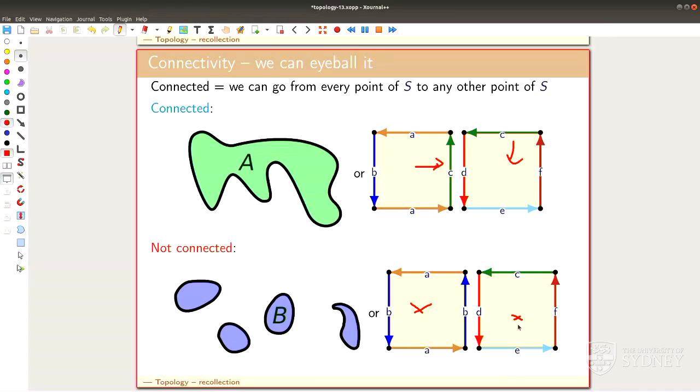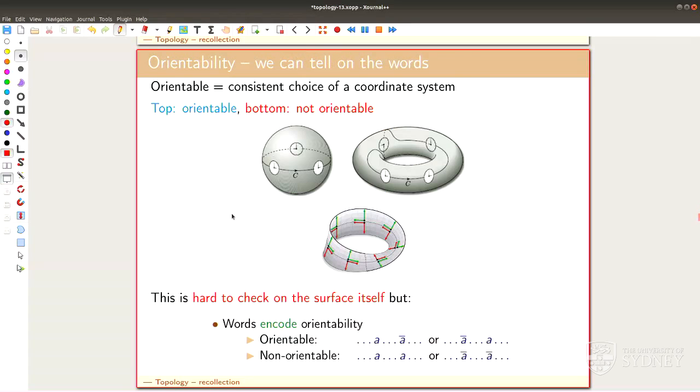This is really easy if you just have one face, then it's obviously connected. But for many faces, it's also not so hard. You just play this game of exiting through an edge and coming back through the same edge. And it's really, really simple to check. So do that first. First step, check connectivity. And you can really eyeball it.